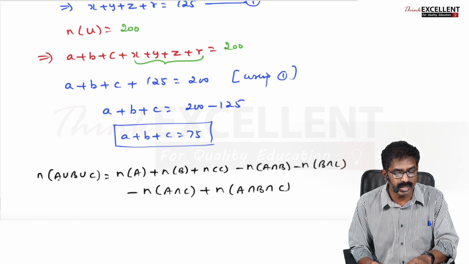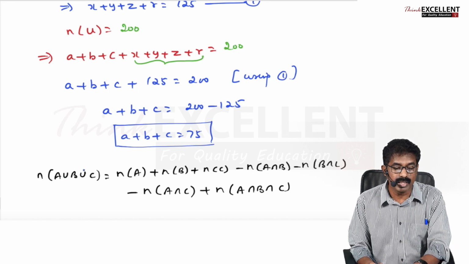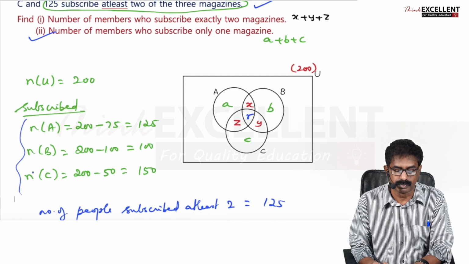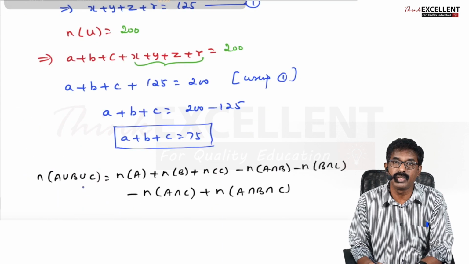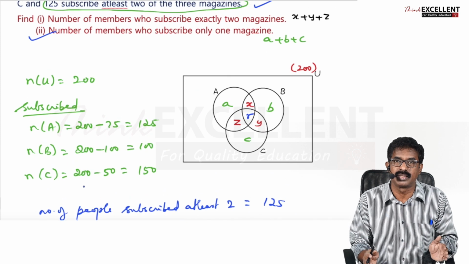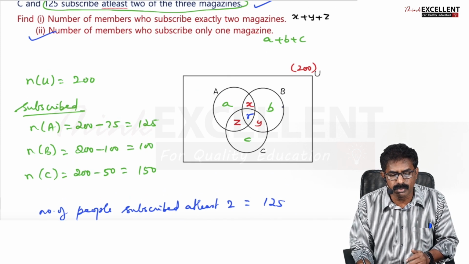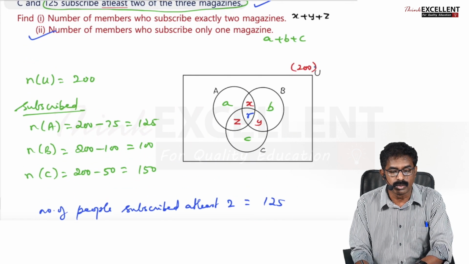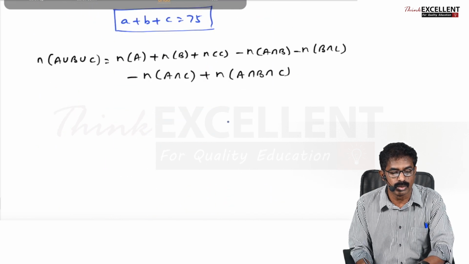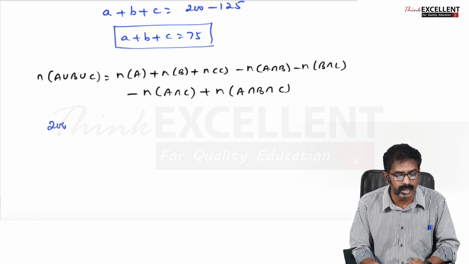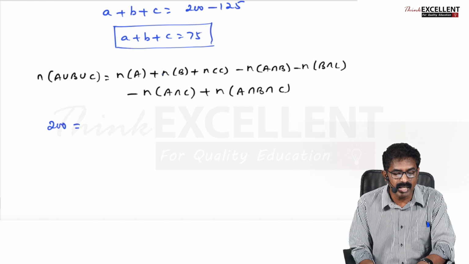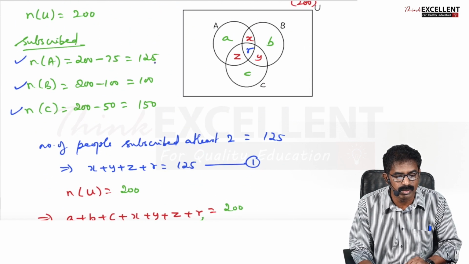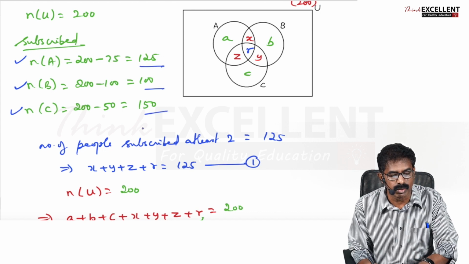Listen very carefully. N of A union B union C. Some values we are going to find from the diagram, some values from here. N of A union B union C means the whole total strength, right? No one is left out here. That means the total should be N of U, it should be 200. So N of A union B union C is 200. N of A plus N of B plus N of C, that we have here. What are the values? 125, 100, 150.